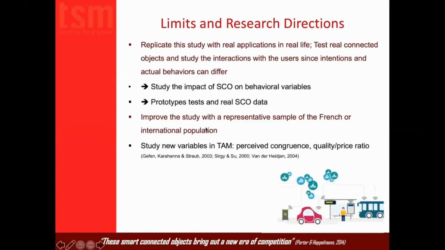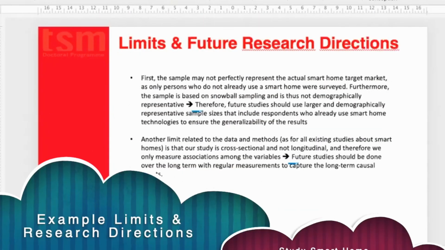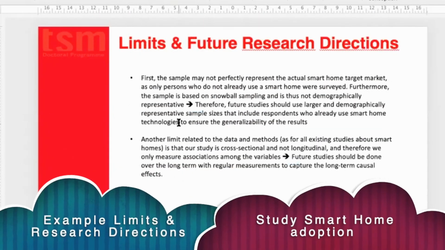It would also be important to improve the study with a representative sample of the French or international population. We only used the snowball sample, which is not representative. And it would be interesting to study new variables in the technology acceptance models, such as perceived congruence. Is the technology congruent with my way of life, for example, but also the price question. So the quality-price ratio, because we did not consider pricing at all. Users' well-being. And we finish with the limits and the research directions.